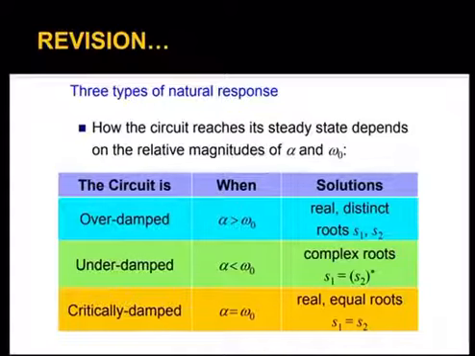For the underdamped case, it happens when alpha is less than omega naught. This is considered a complex root, where you have real and imaginary parts for your S1 and S2. And the third one is the critically damped response, where alpha equals omega naught. This is where S1 equals S2.